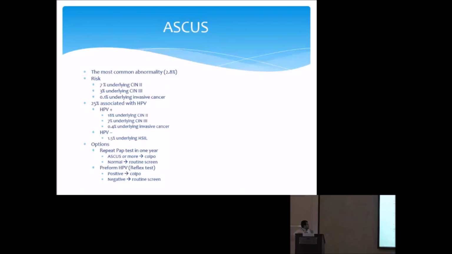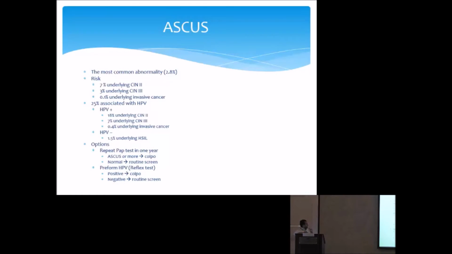25% of those are associated with HPV, and if you subcategorize them based on positivity of HPV, those who are HPV positive, 80% there is underlying CIN2, 7% underlying CIN3, and 0.4% only underlying invasive cancer. Those with negative HPV, there is only 1.5% risk of underlying high-grade lesions.